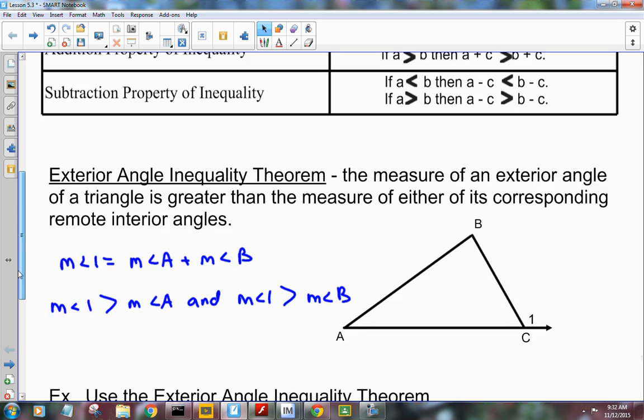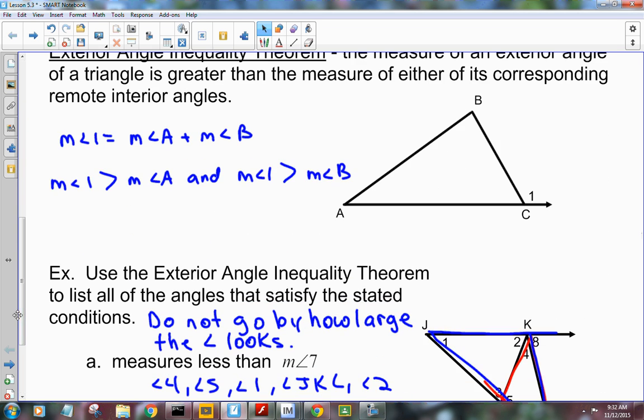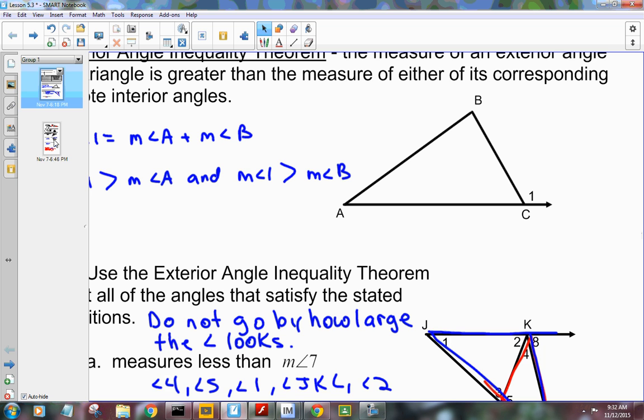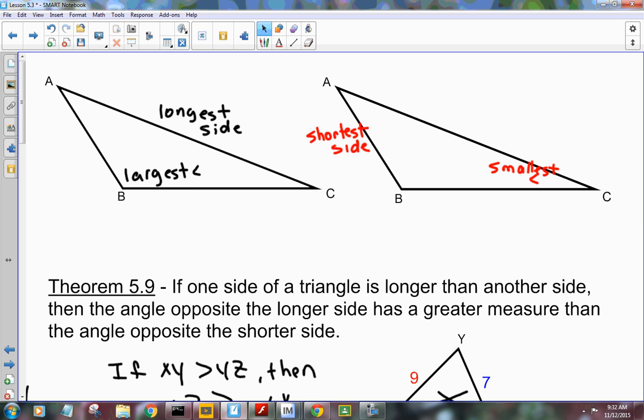Then we learned about the exterior angle inequality theorem. And since this angle is equal to the sum of the remote interior angles, this theorem says that this angle is greater than either one of them separately. Okay? And then we learned that within a single triangle, your longest side is across from the largest angle, and your shortest side is across from the smallest. Okay? Basically, in a nutshell, that's what we learned. Okay? All right. Your assignment's on page 348.